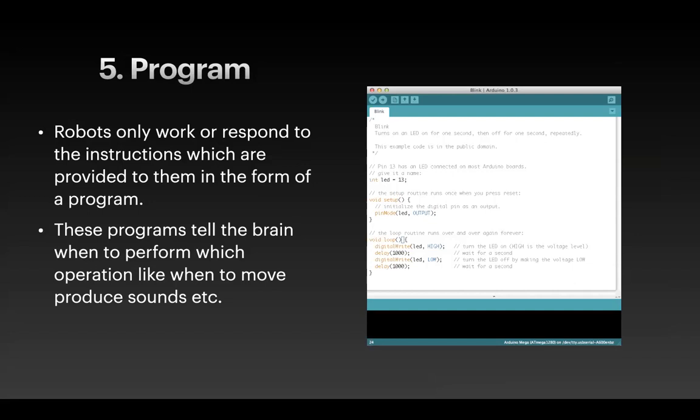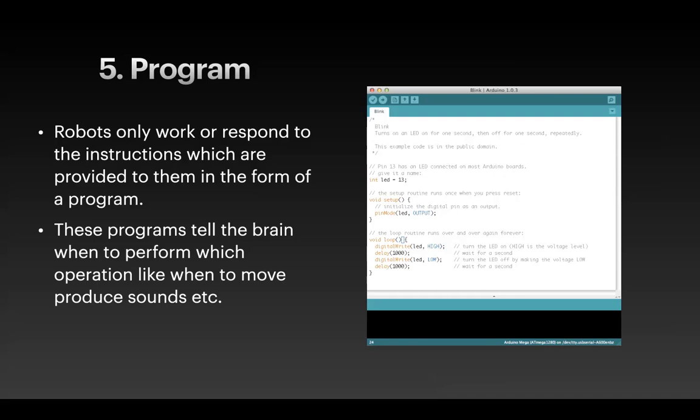And then it comes to the program. The fifth characteristic of a robot is a program, or the code. We're going to code using Arduino in this course. Robots only work or respond to the instructions which are provided to them in the form of a program. In the beginning, I said robots will follow instructions given by humans. That is also one law, I think the third law of robotics. Robots are always following instructions which are given by humans.